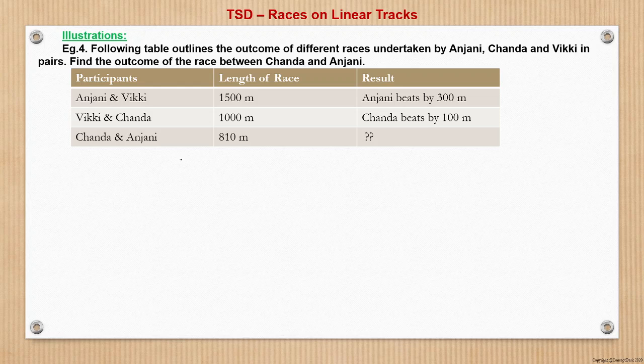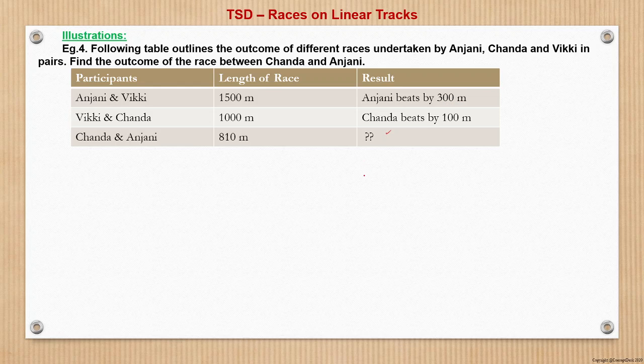Now we'll move to question 4. It says that the following table outlines the outcome of different races undertaken by Anjani, Chanda, and Vicky in pairs. Find the outcome of the race between Chanda and Anjani. Right, so a tabular form of data representation has been given here. It says that Anjani and Vicky participated in a 1500-meter long race. Result is that Anjani beats Vicky by 300 meters, right?